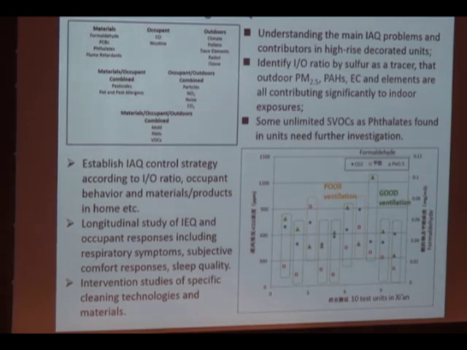And from this we need to establish a strategy. For example, ventilation can reduce the PM 2.5, but can also raise the formaldehyde. On the contrary, we will meet these dilemmas. If we open the window, more PM 2.5 comes in, but there is less formaldehyde indoors. So we need to establish a strategy to control IAQ by the I/O ratio, and in the long term, we should know what the real source is indoors.